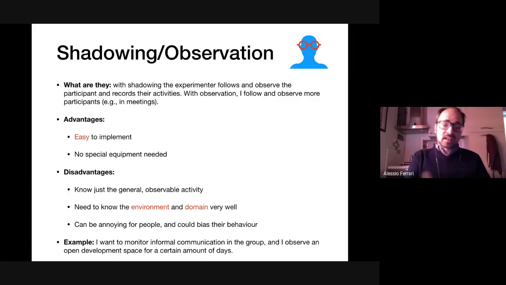These are, for example, to monitor. This example tells us one case in which I want to monitor informal communication in a certain group, and I start observing an open development space for a certain number of days. So there are people in the open space, and I check who is talking to whom, what the dynamics are during, for example, a week, or a month.